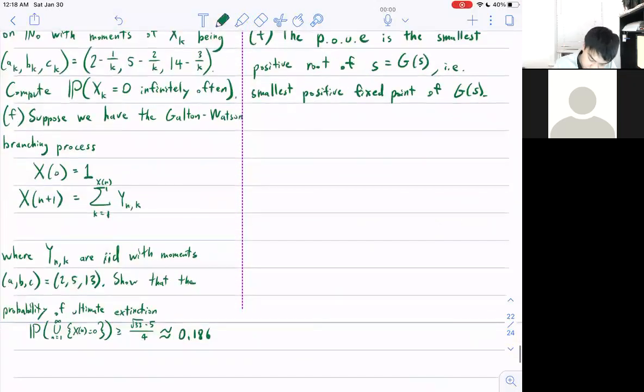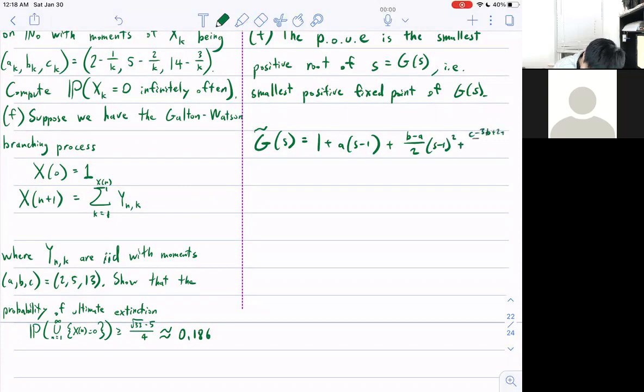So let's do that. Let's define g tilde of s to be that lower bound, that is 1 plus a(s minus 1) plus (b minus a) over 2 times (s minus 1) squared plus (c minus 3b plus 2a) over 6 times (s minus 1) cubed. Sorry, ran out of room right there. So let's define it like this, which we know is going to be less than or equal to our genuine probability generating function.